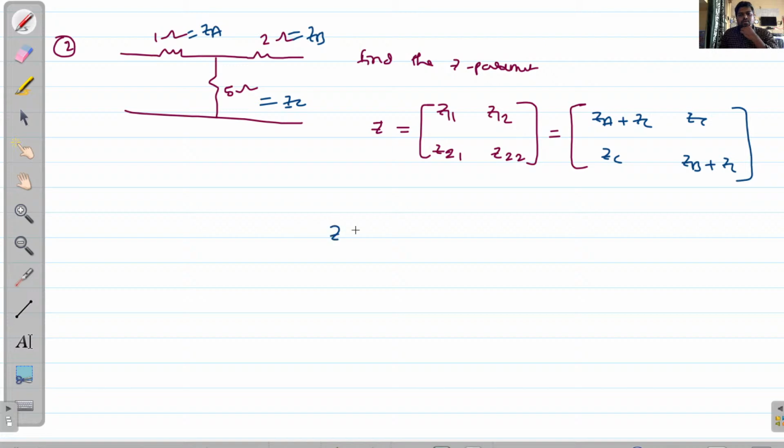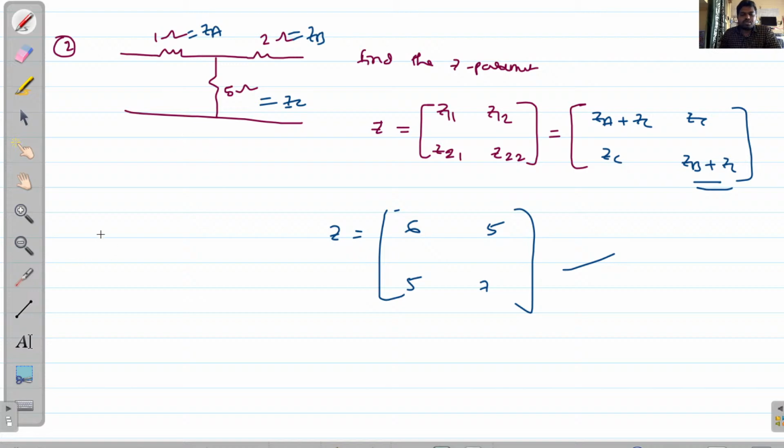So Z11 equals ZA plus ZC, that means 1 ohm plus 5 ohm, which is 6, and this is ZC, that is 5 ohm, and ZC 5 ohm. This ZB plus ZC means 2 plus 5, that is 7. This is your Z parameter for a given T network.